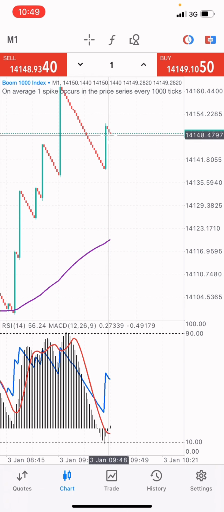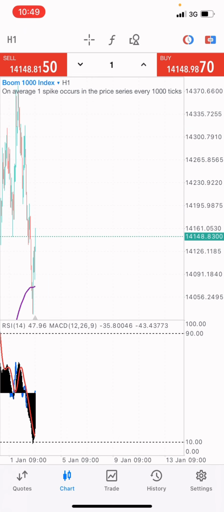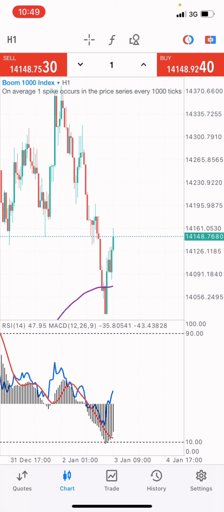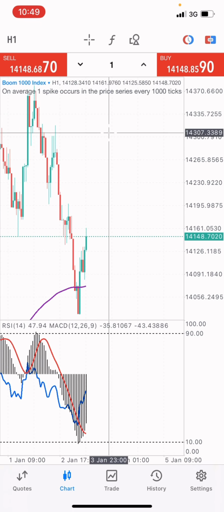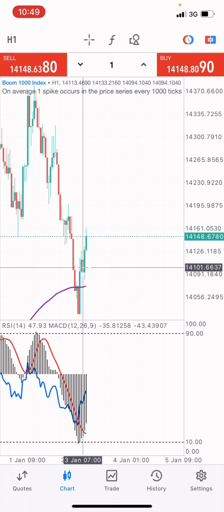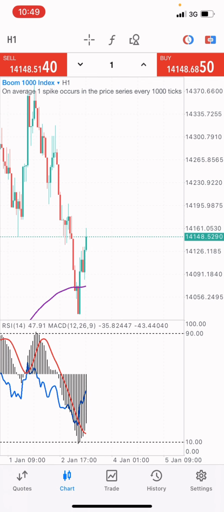So what I'm going to do is zoom out a little bit. Let's zoom out and see what we can do on this market. Let's check the 1 hour time frame. If I zoom in on the 1 hour time frame, we can see that the price is buying right now. It gave a little sell. So what I'm going to do is place a sell on this market.